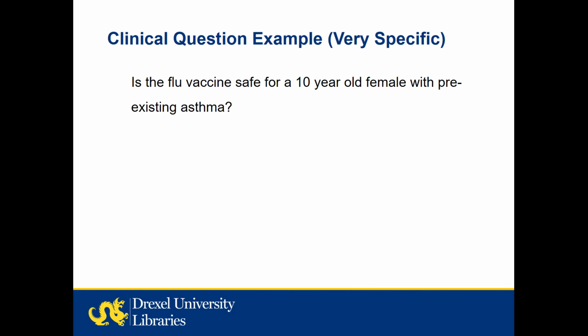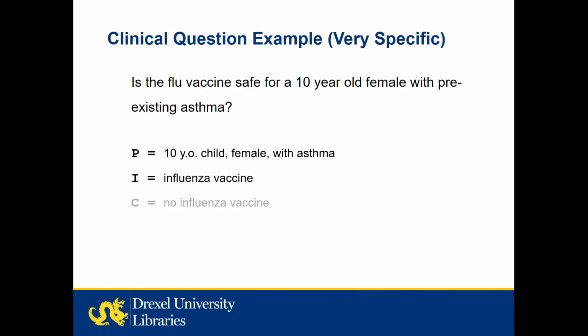To format the question, let's break down the components of our original query. In this example, our population is a 10-year-old female with asthma. The intervention we are considering is the influenza vaccine. We want to compare it to not administering the influenza vaccine. The outcome we desire is to reduce the risk of flu while not exacerbating the patient's asthma.